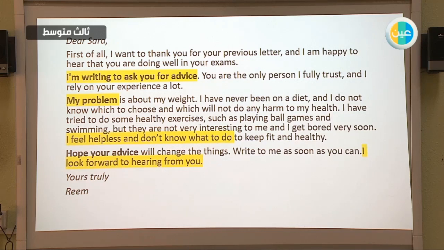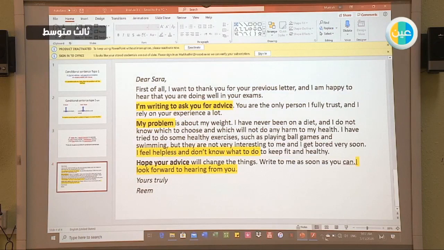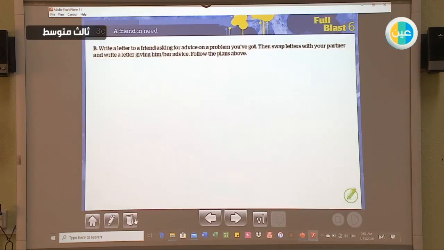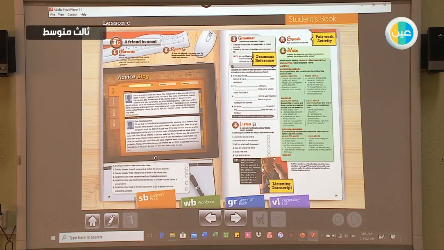So as you can see here, all of the expressions that are highlighted in blue are used from the plan box in your books. You can use as many as you can and write your own letter asking for advice from your friend. Now, let's go back to the book. Here you can see the plan, and here you're going to write your letter.